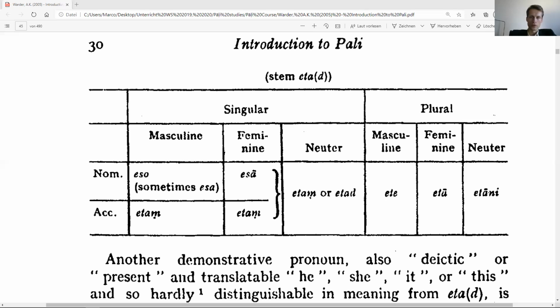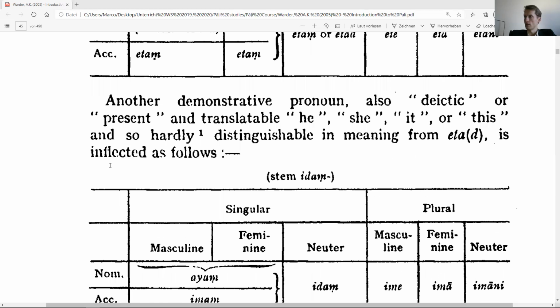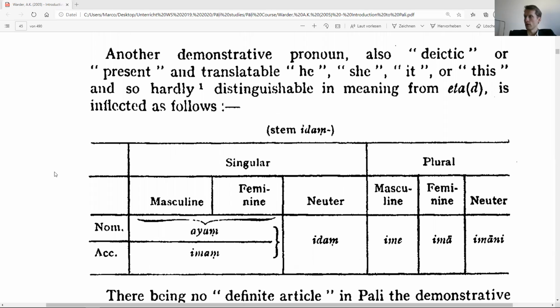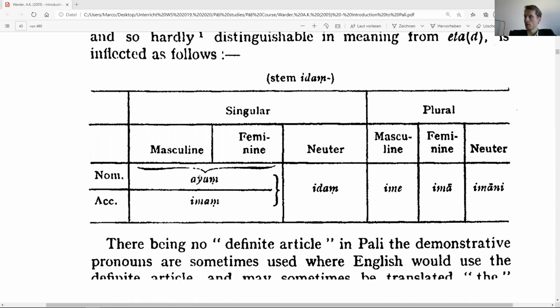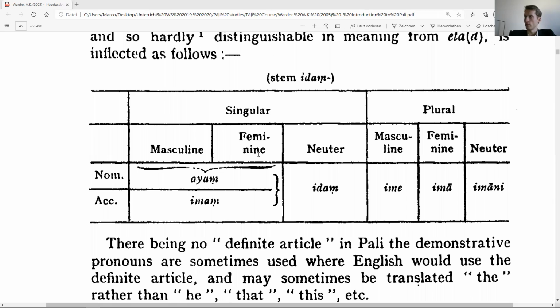Another demonstrative pronoun, also deictic or present, and translatable as he, she, it, or this, and though so hardly distinguishable in meaning from etat, is inflected as follows. And this is from the stem idam. So you have ayam in masculine and feminine, and imam in the accusative, and then you have idam in neuter, both nominative and accusative. And for the masculine, feminine, and neuter plural, both nominative and accusative, you have ime, ima, imani.